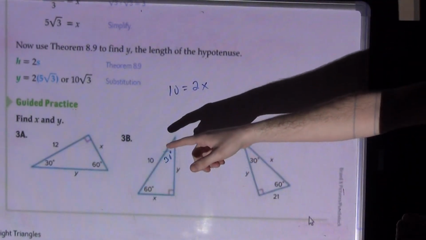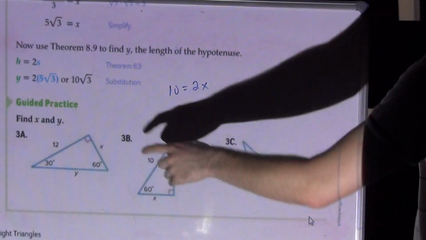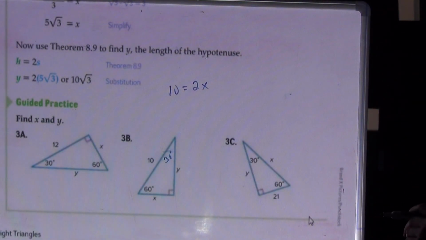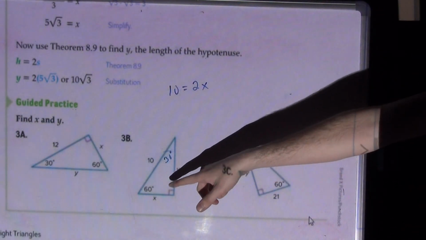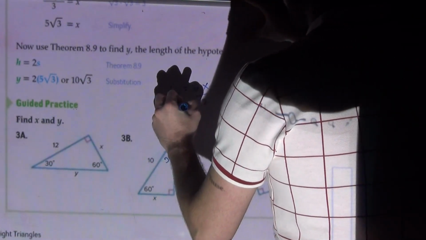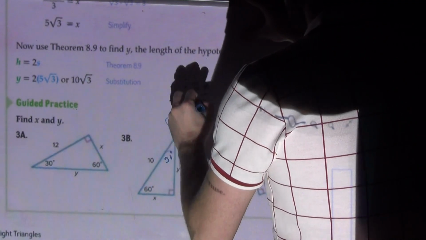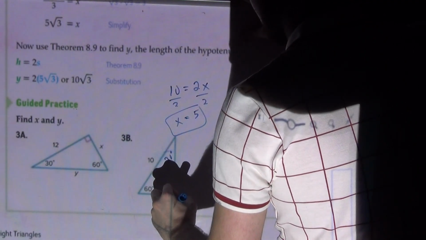Remember when we were doing the problem just before, we did 2 times the length across from the 30 to get the 90-degree angle. So 10 is going to be equal to 2 times whatever the 30 is. So I'm just going to divide by 2 to get x. So I get x is going to equal 5. So the side across from the 30 is 5.